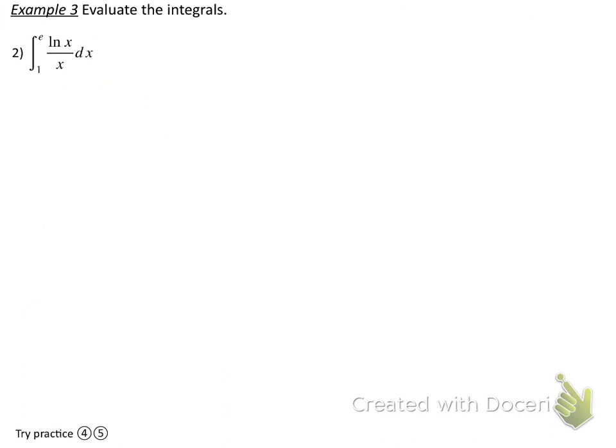Next example, I'm having the integral of ln x over x. So I hope you can observe here that 1 over x dx is linked to the derivative of ln x. Actually, it is the derivative of ln x. So I'm going to call my ln x u, so that my du/dx will be 1 over x, and multiply dx on both sides. The du is 1 over x dx.